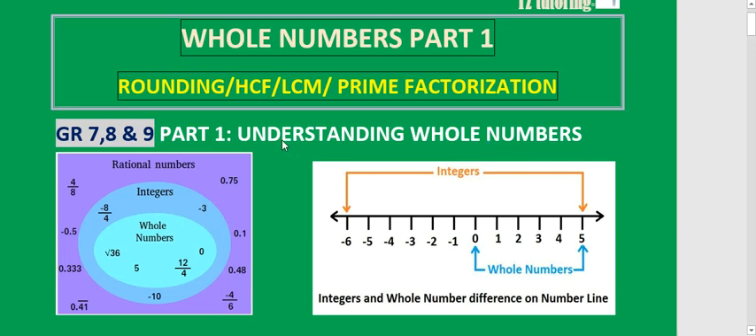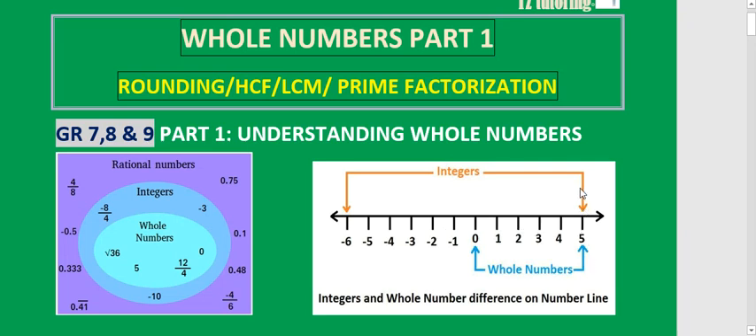Okay, let's get started. Obviously, we're looking at whole numbers, and the first thing we want to do is to understand the whole numbers. So how can we understand whole numbers? Very easy. Whole numbers are numbers that start from 0. If you look at this side of the number line, whole numbers start from 0, 1, 2, 3, 4, 5, and so forth. So all numbers starting from 0.